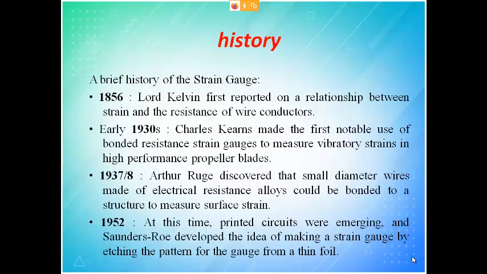So we are seeing the history of strain gauge. In early 1930, Charles made the first notable use of the strain gauge method. Then in 1937 and 38, many small diameter wires were made from electrical resistance alloy. Then in late 1952, printed circuit boards were emerging. So the history of development is reduction in size. First they started with somewhat big strain gauges, and then with development in the field of electronics, the size was reduced.